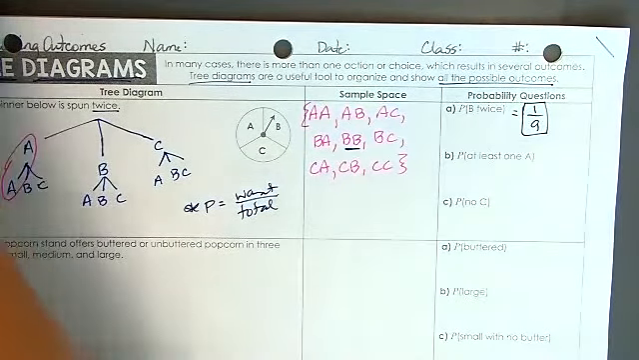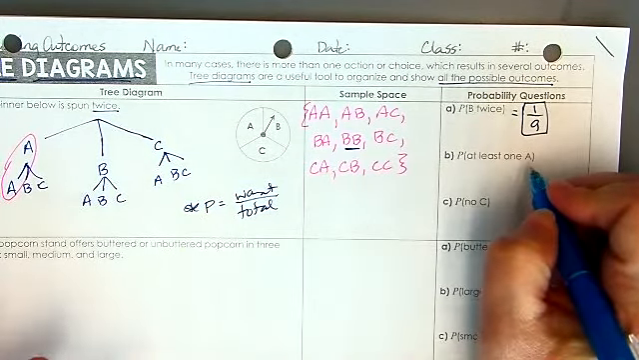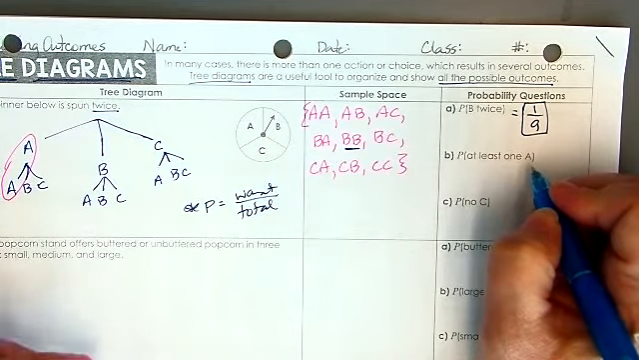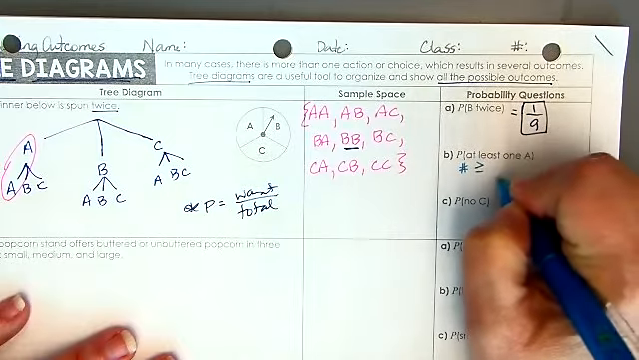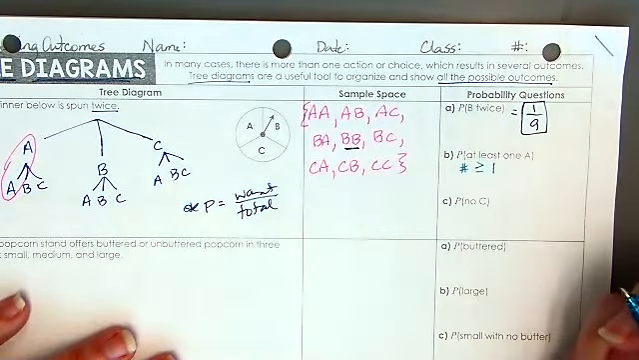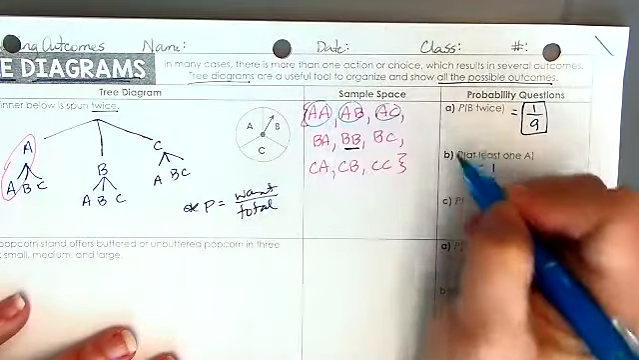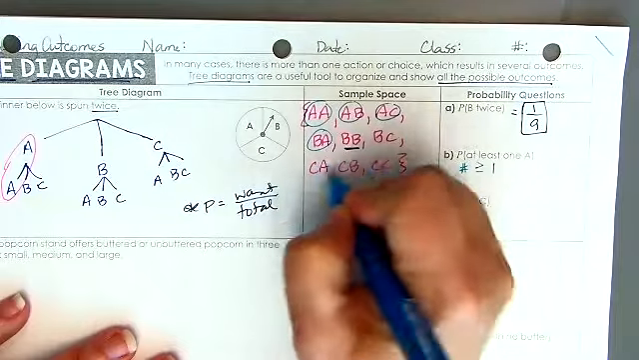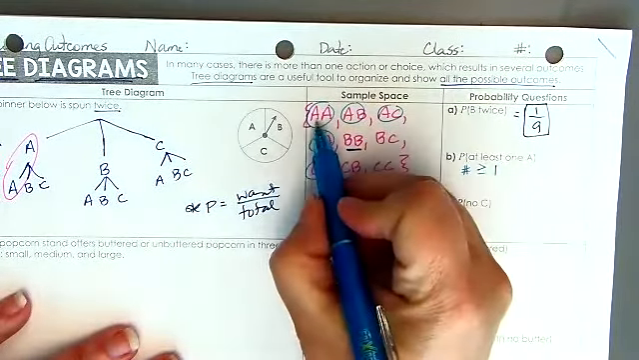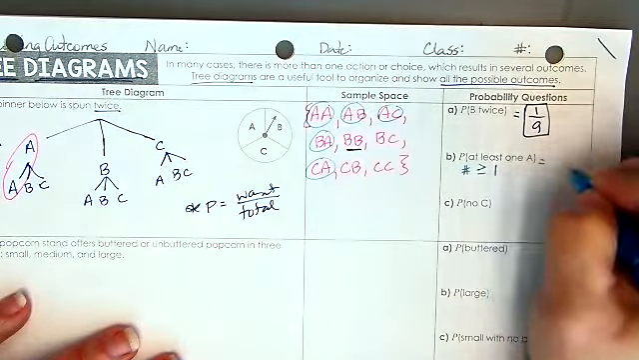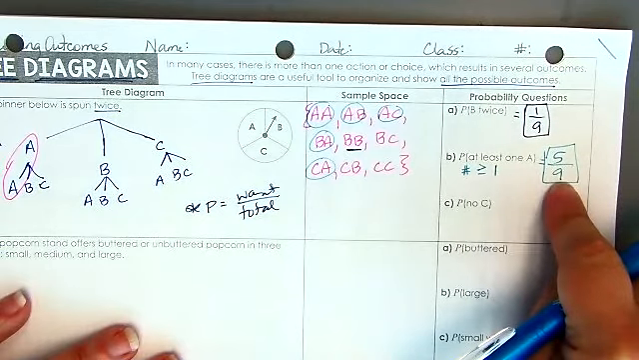All right, next. Probability of at least 1 A. So the smallest amount is 1 A, but I can also have more, so this is something that's greater than or equal to 1. At least 1 A. So I have 1 A here, here, here, here, and here. So that's all of my possible A's. At least 1 A, but I can have 2 because it says at least. So therefore, this is going to be 5 over 9 because it's what I want over the total of 9.